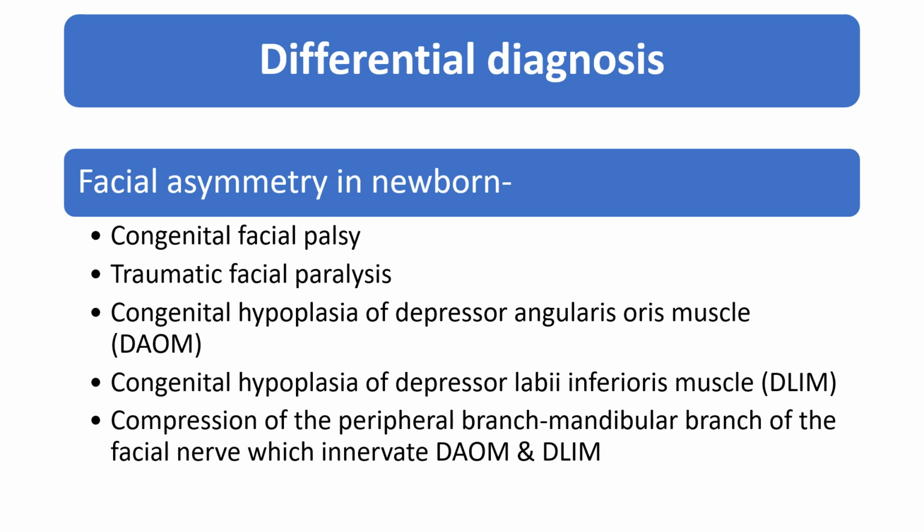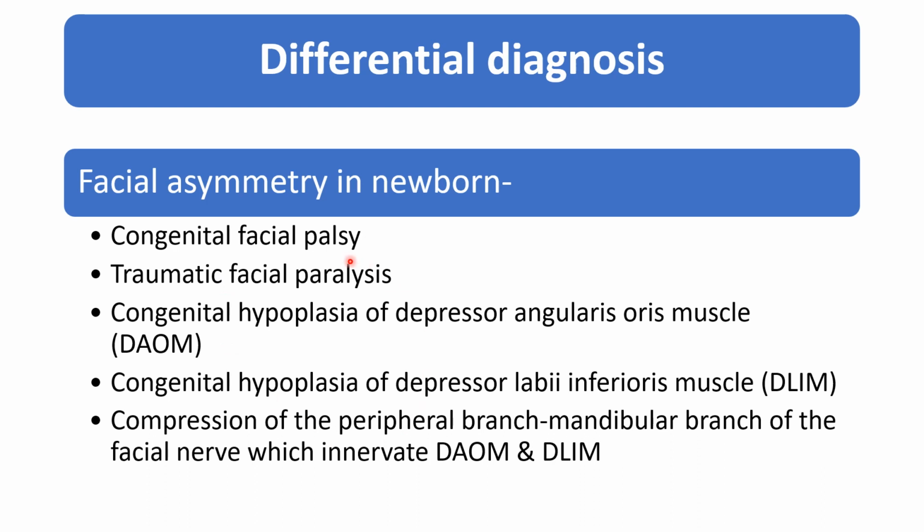So what are the differential diagnoses? Whenever a newborn is having facial asymmetry at the time of birth, the causes are either congenital or traumatic facial nerve palsy, or congenital hypoplasia or aplasia of depressor anguli oris muscle or depressor labii inferioris muscle, or the nerve supply to these two muscles by the mandibular branch of the facial nerve. Its compression can lead to facial asymmetry in the newborn. So we can differentiate all these conditions.